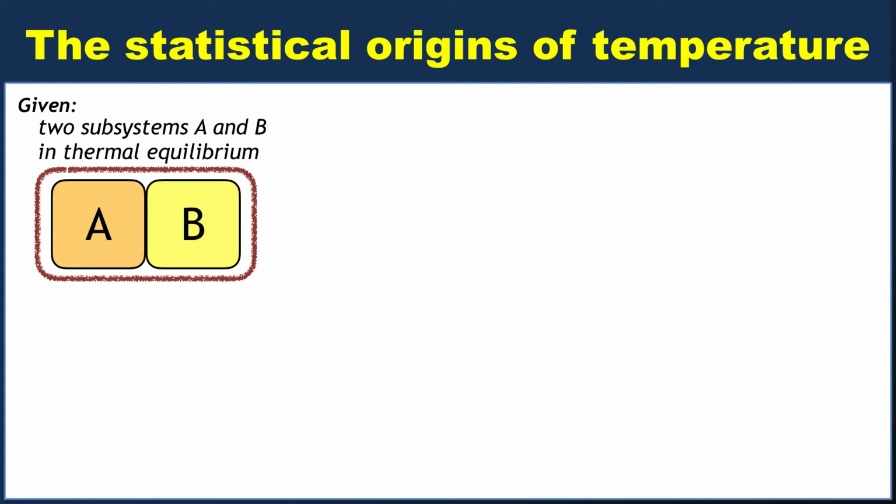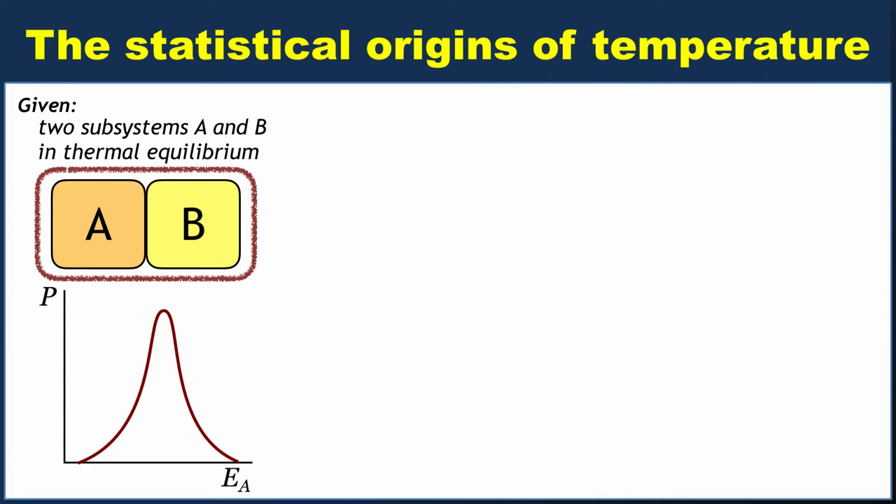That's all I meant. So let's start by analyzing the probability that subsystem A is going to have a particular energy E sub A. You could imagine that the probability versus energy plot might look something like this. The details are not important. The important thing is just that it has some peak somewhere. That would be the maximum probability corresponding to the most likely situation where you'd find subsystem A having an energy E sub A. Okay, so how do we find that peak?